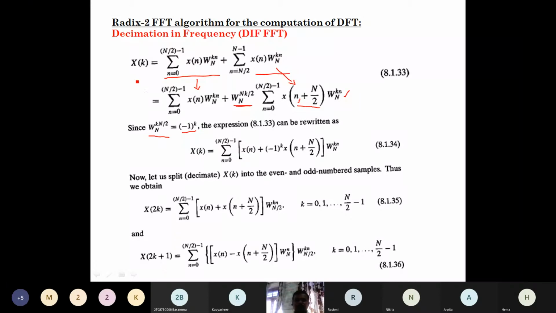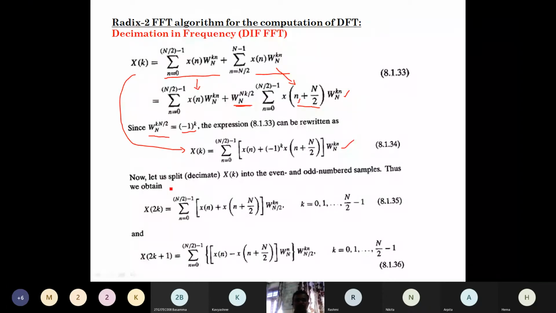Therefore, the overall x of k is equal to, I am once again merging these two summations. Summation n equal to 0 to N by 2 minus 1 is common, and from the first part it is x of n, plus, from the second part, minus 1 to the power k into x of n plus N by 2. Overall, it is multiplied with the twiddle factor W_N to the power k n.